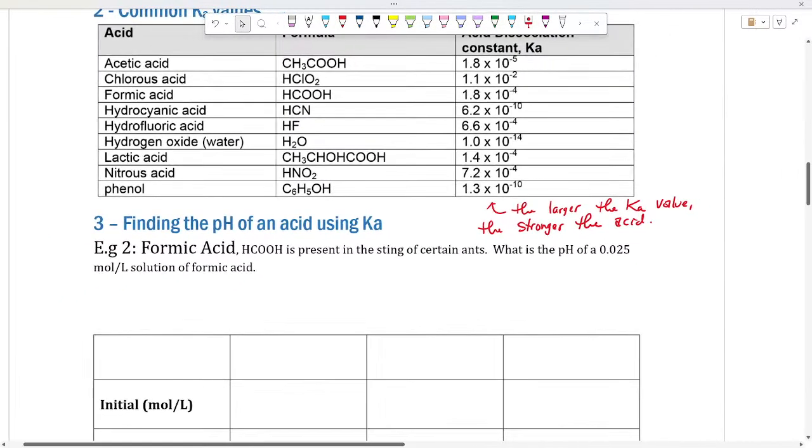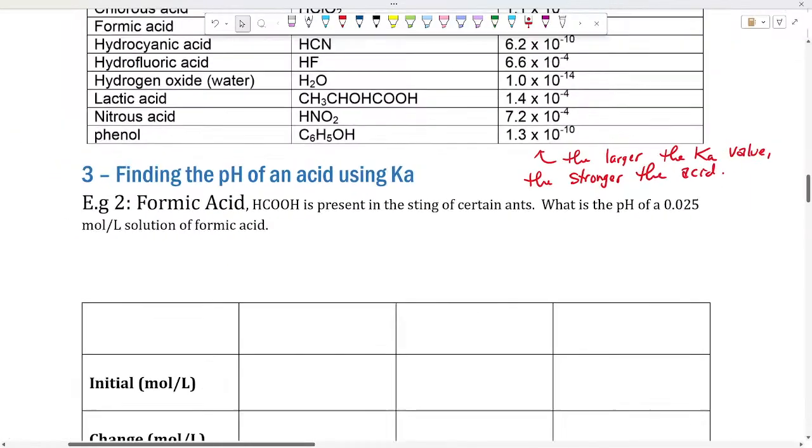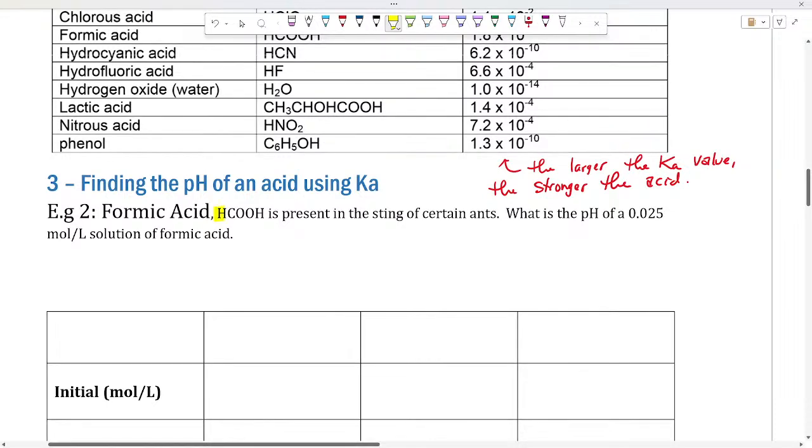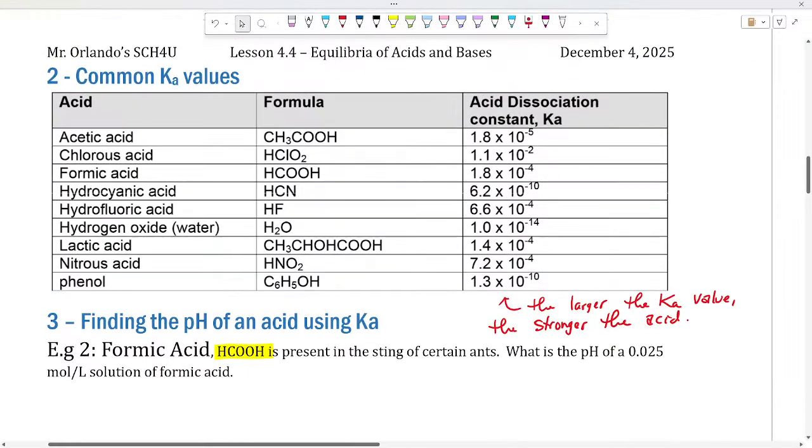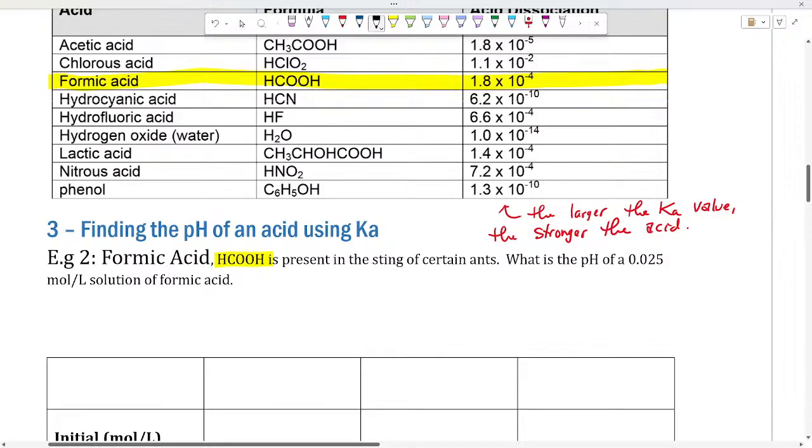But we're going to look at an example. We're going to look at formic acid, HCOOH. Here it is. There's formic acid. And formic acid is a pretty boring little acid here. All right, 1.8 times 10 to the negative 4. So we can say about this that it has a Ka value of what? I just said it.